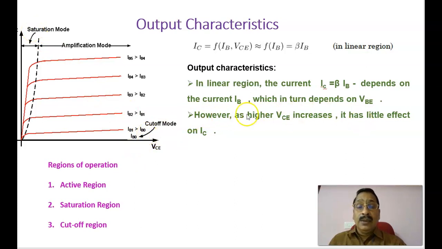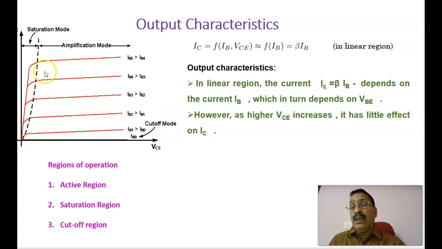However, as VCE increases, it has only a little effect on IC. Therefore, this is the active region. It is almost constant, with only a very slight variation. In this active region, the collector current and the base current are related by the collector current being equal to the current gain in common emitter configuration, beta, times IB. IC equals beta times IB.